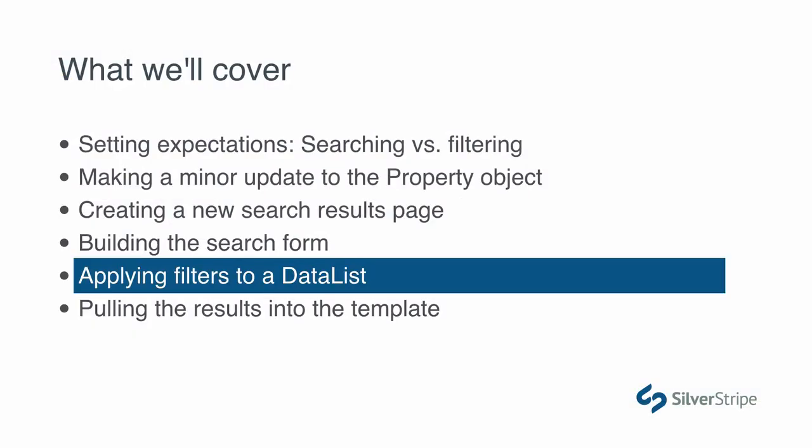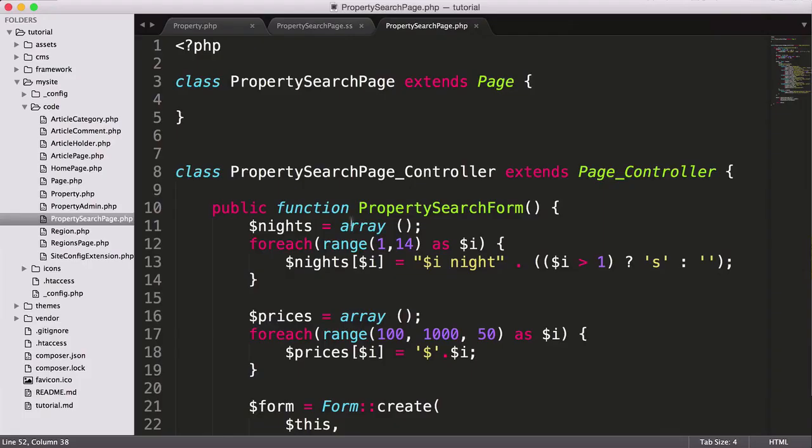Now we need to do something with all this form data, and we're going to apply it to a data list. You might recall from our tutorial on the ORM that these data lists are lazy loaded, which lends itself nicely for applying a variable number of filters. Rather than build a filter clause all in one go, like a big string of SQL, we can take our time and apply each filter independently without having to worry about executing the query.